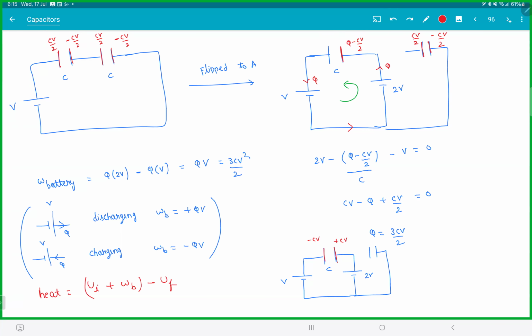How much are you getting? 5 CV square by 8? Ishan, did you subtract the battery work done? Yes, sir, I subtracted it. Okay, so Ishan says he got 5 CV square by 8. So do check your answers. Clear? So you can solve this thing.